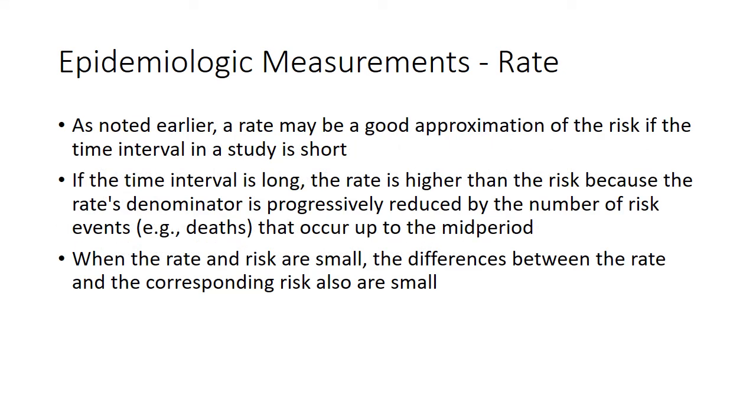So as noted earlier, you'll see that rate tends to be a good approximation of risk if we're looking at a short time period. If it's long, the rate tends to be higher than the risk, because the rate's denominator is going to be progressively reduced by the number of events or deaths that occur up to that mid-period. And so when risk and rate are small, the differences between the rate and the corresponding risk are also probably going to be pretty small.